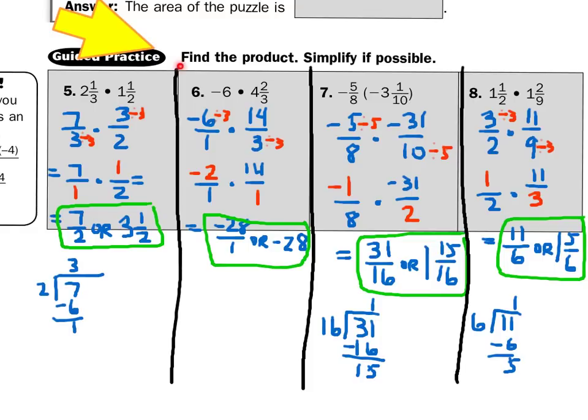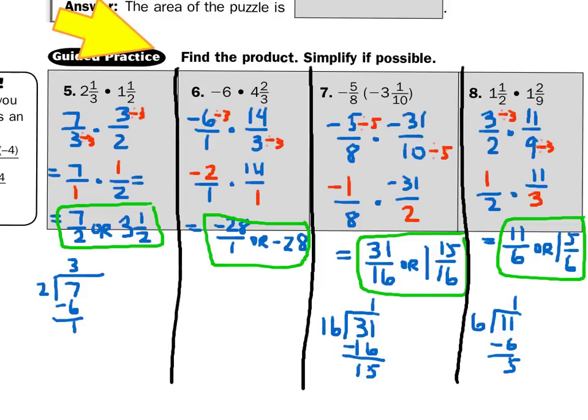Okay, so we're going to, again, find the product and simplify if we can. Take a look at number 5. 2 and 1/3 times 1 and 1/2. Well, first, make these improper. Start at the denominator. 3 times 2 is 6, plus 1 gives me 7 over 3, times, start at the denominator. 2 times 1 is 2, plus 1 gives me 3 over 2.